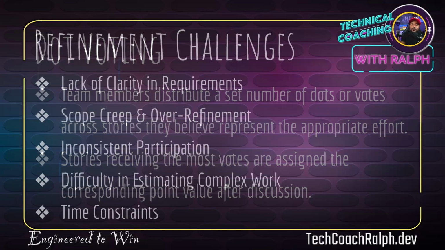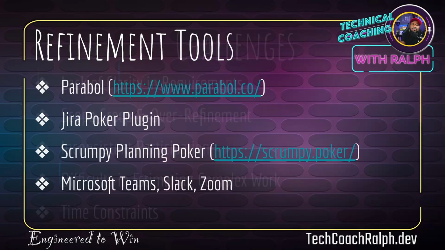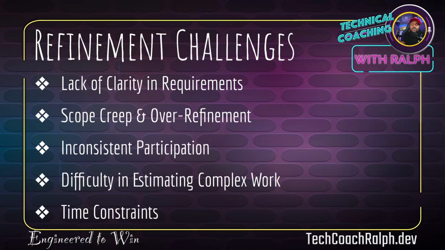All right. So what are some challenges that we face in refinement? The biggest challenge I would say is the lack of clarity in requirements. Like I told you the story earlier about the major fail that we had because the acceptance criteria just wasn't clear. And me being new to the Agile world, and even new to the software, I didn't know what questions to ask.